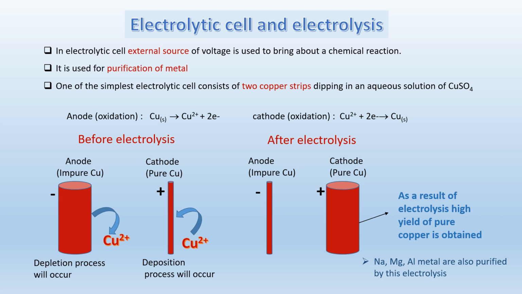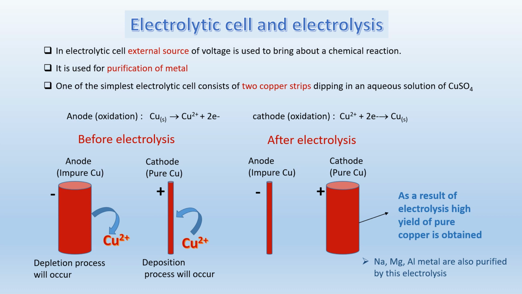Since the anode undergoes oxidation, it loses copper ions. The copper ions that come from the anode get attached to the cathode. As shown in the figure, the thin rod becomes thick after electrolysis. After electrolysis, the rod becomes thick, which means you have extracted the impure copper as pure copper. You have converted the impure copper to pure copper.